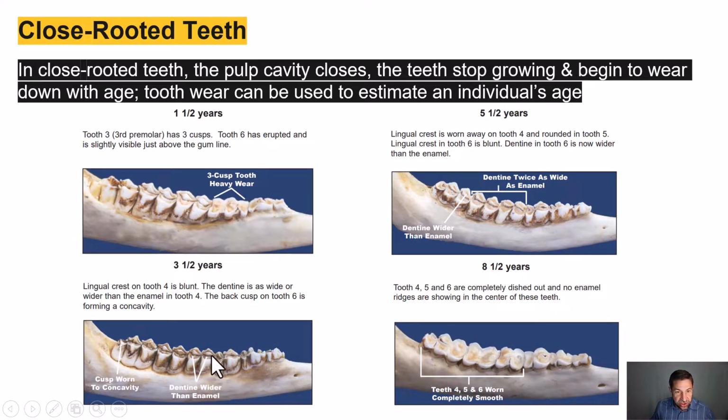The dentine is the dark part. It's now wider in some places than the enamel, which is the white part. Okay. By 5.5 years of age, the dentine showing is now twice as wide as that hard white enamel. And by 8.5 years, numerous enamel ridges are completely worn away, and these molars are just totally dished out.